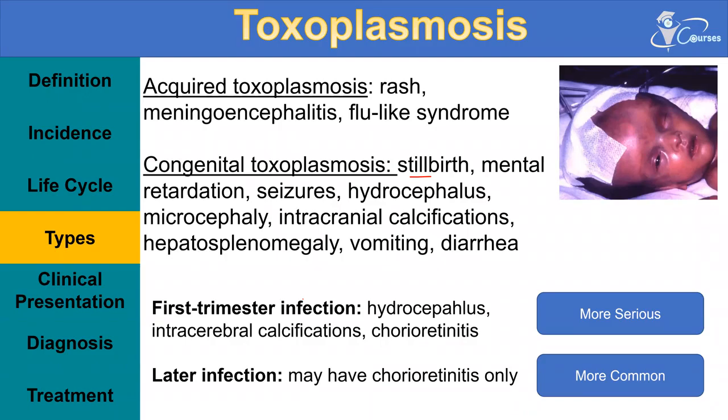Did it occur in the first trimester or after the first trimester? In the first trimester, this will result in more serious manifestations. So it will cause hydrocephalus, stillbirth, intracranial calcification, chorioretinitis. It will be more serious, causing more general manifestations. So the earlier, the more serious.